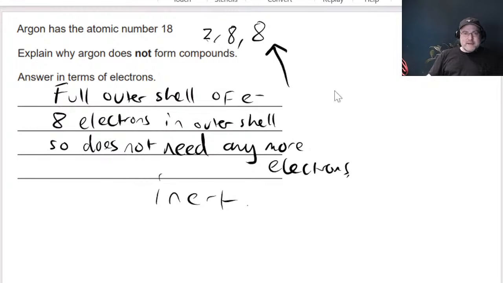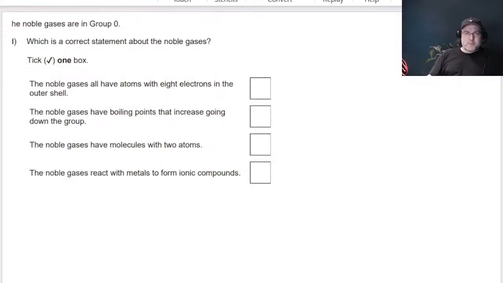Right, last question on noble gases, then I'm moving on to bonding. Yep, that's right. They can't gain or lose electrons. They've got a full outer shell. Absolutely. Bonding I'm doing next. This is the end of Unit 1.